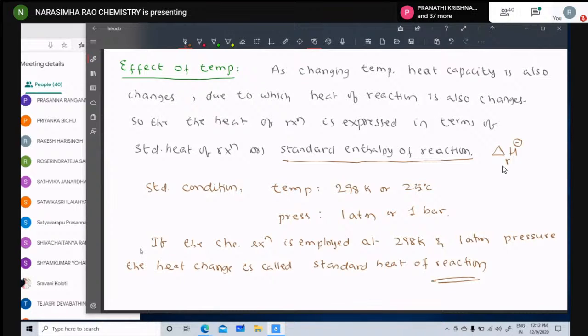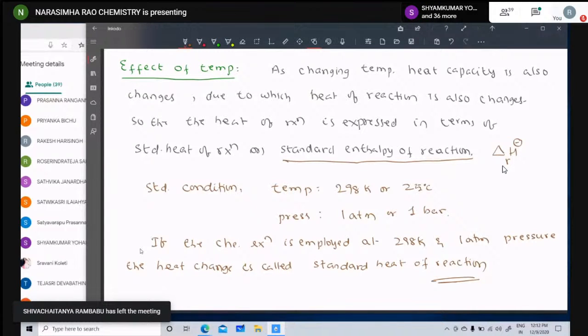Before going to the discussion of the standard enthalpy of reactions, we may explain the standard conditions first. Standard temperature is 298 kelvins or 25 degrees C, and standard pressure is 1 atm or 1 bar pressure. So if a chemical reaction takes place at 298 kelvins and 1 atm pressure, the heat change is called the standard heat of reaction, delta H R naught. The naught expresses the standard condition. Children, it's clear now?